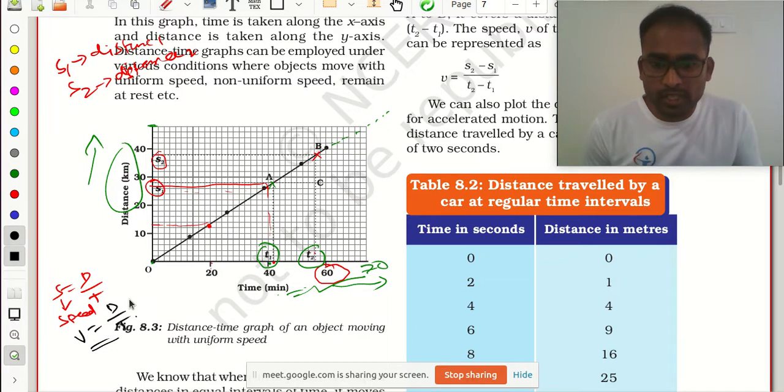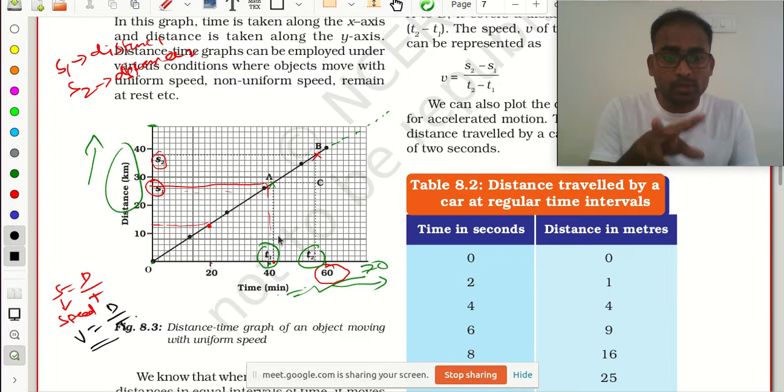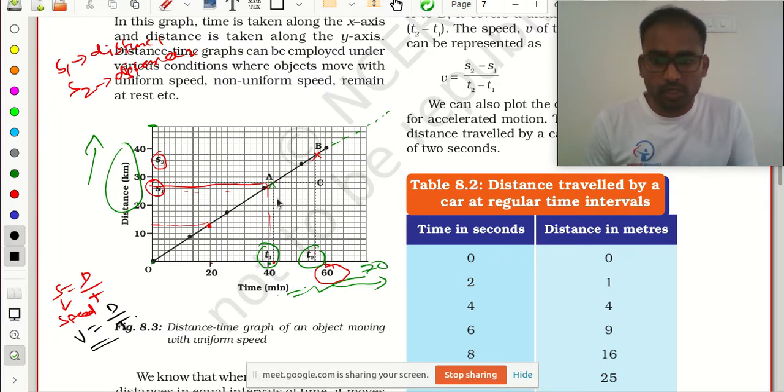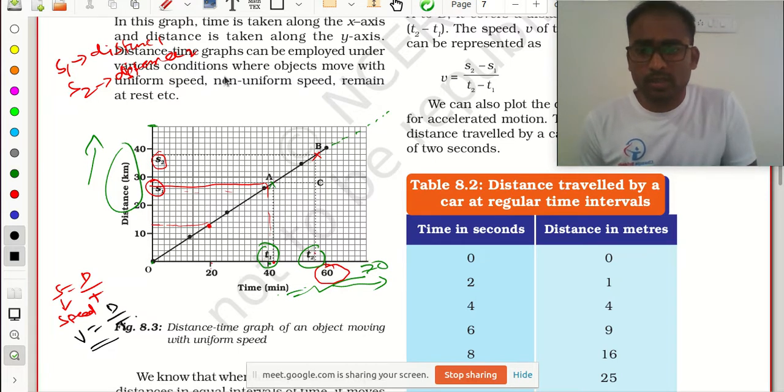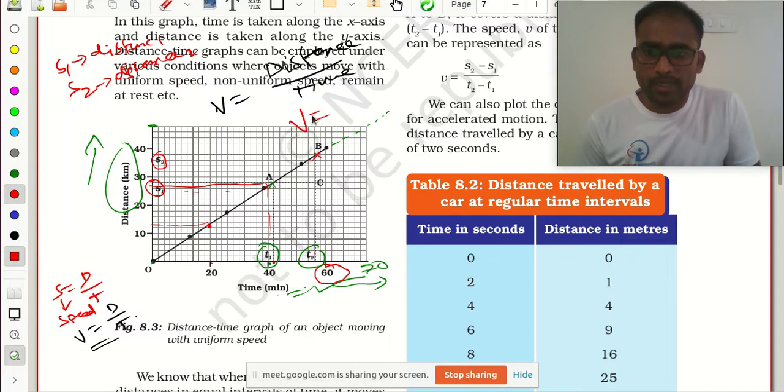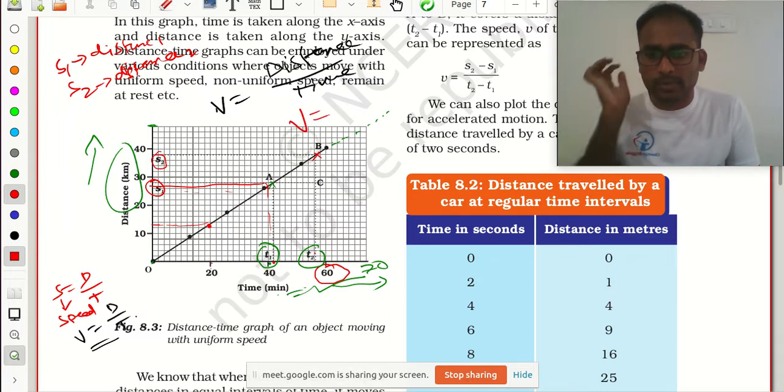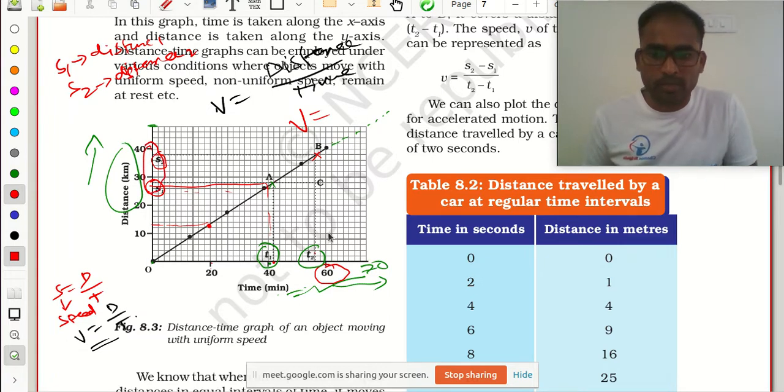But now in this graph I want to calculate the speed between the time t1 and t2. I need to calculate my speed between these two times. So I am doing it this way. What is the distance covered? Speed is equal to distance by time, no? What is the distance? Distance is the difference between S2 and S1 only. How much distance did I cover? This distance only I covered between T1 and T2.